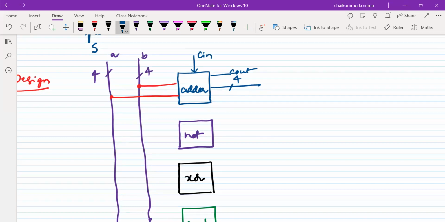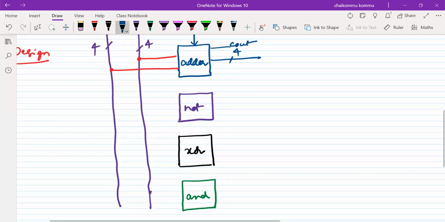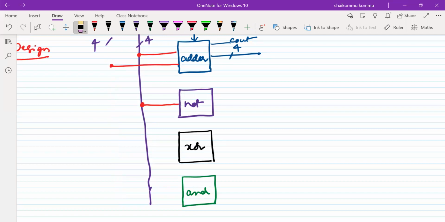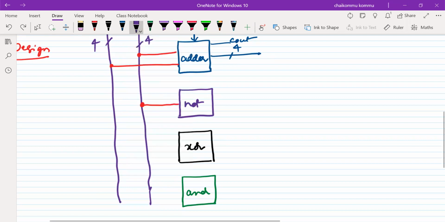Next, for the NOT operation, I'm going to consider the B input only. So it will perform the NOT operation on it. Oh, I'm sorry, so we have to consider A and B. No, no, only one is sufficient, right? One is sufficient, and it will produce a 4-bit output.